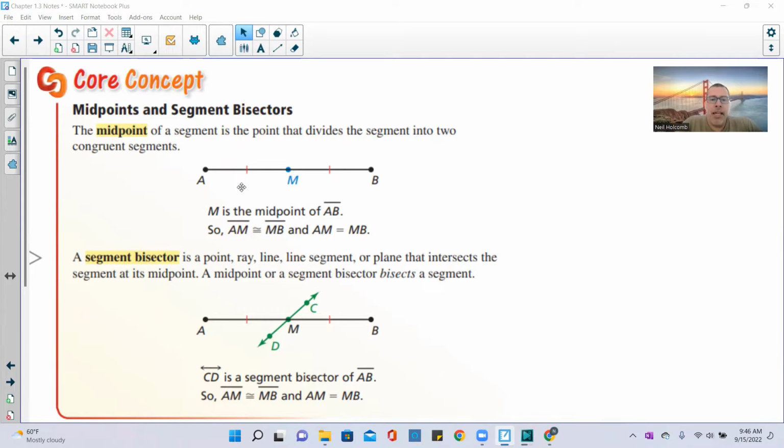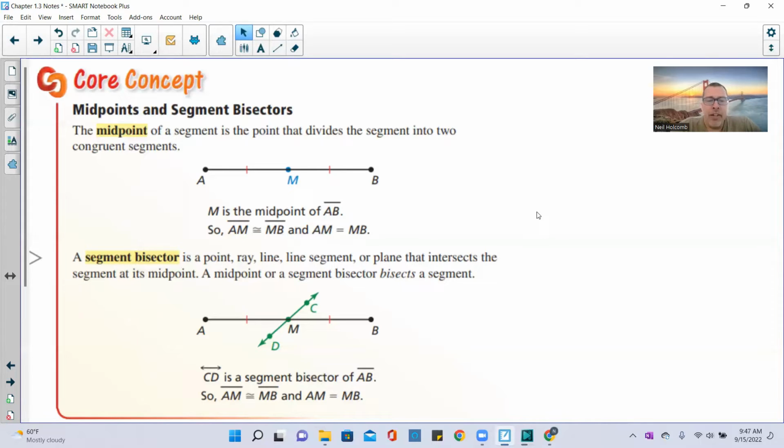When you see two letters without the line over the top, you say the length of AM equals the length of MB. So the midpoint separates the segment into two congruent segments. And a segment bisector is a point, ray, line, segment, or plane, it can be any one of those, that intersects the segment at its midpoint. It's called a segment bisector. A midpoint or a segment bisector bisects a segment, bisect meaning to cut into two equal pieces.